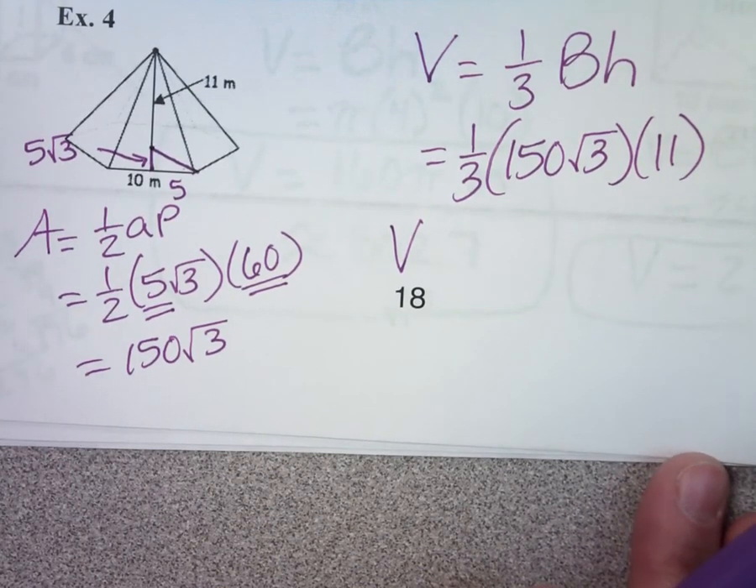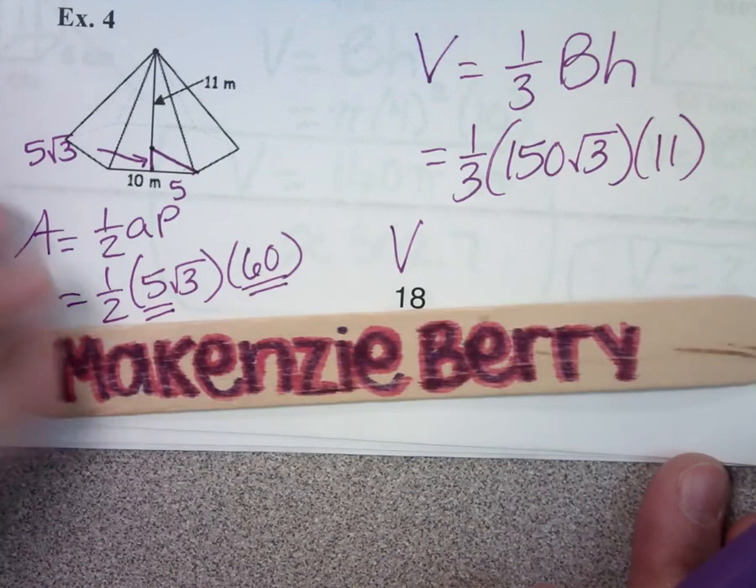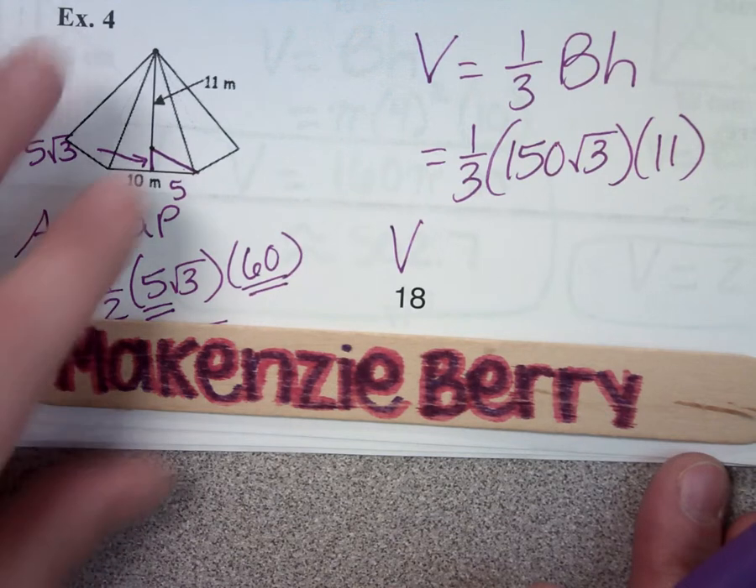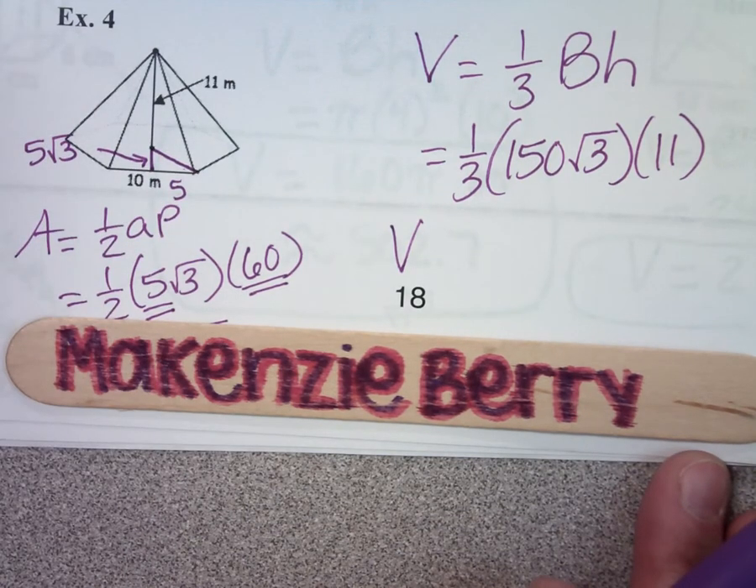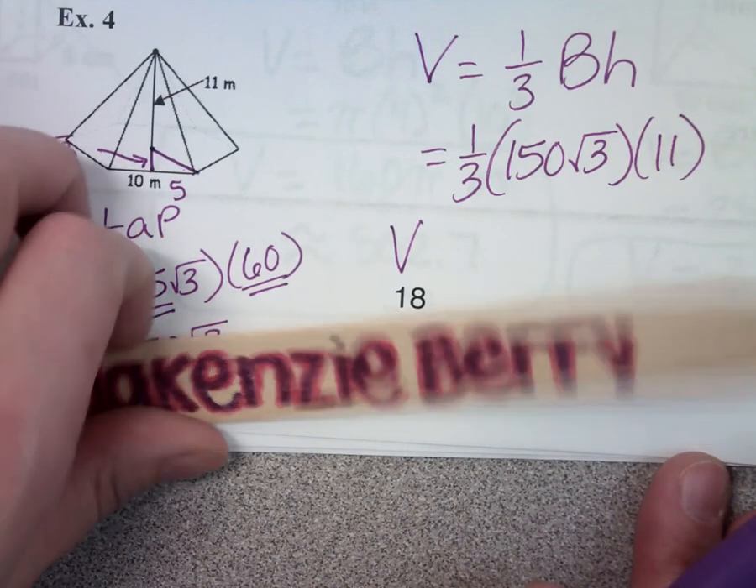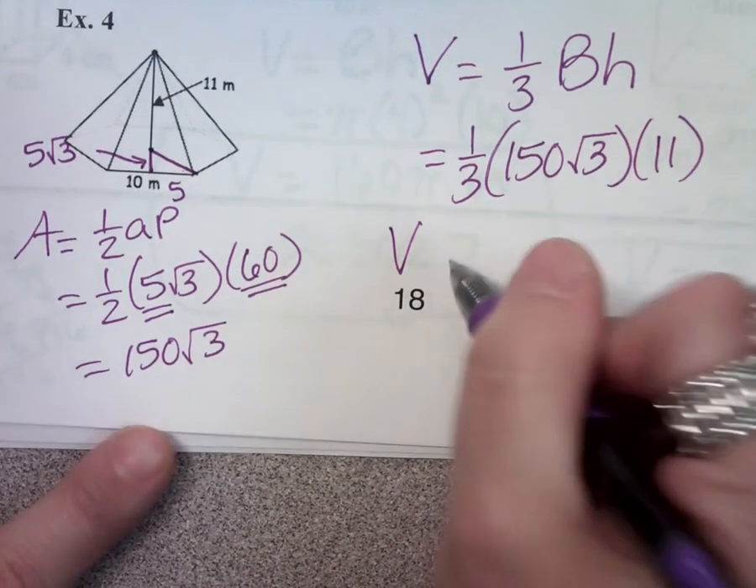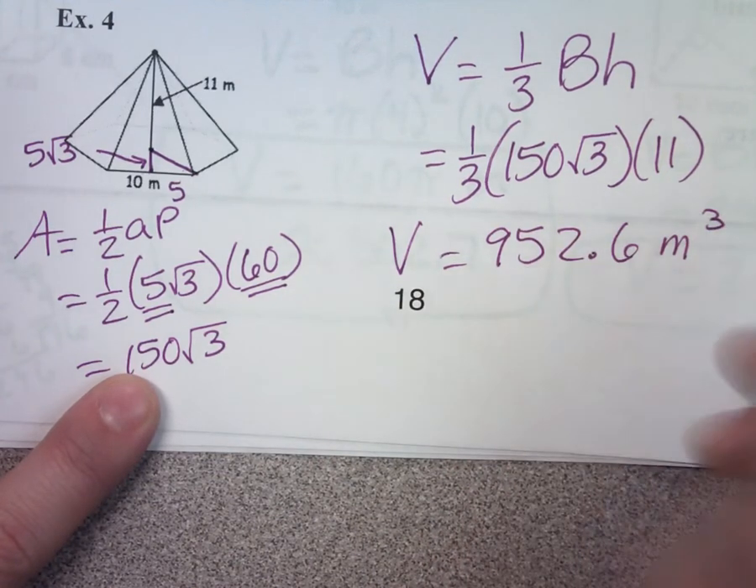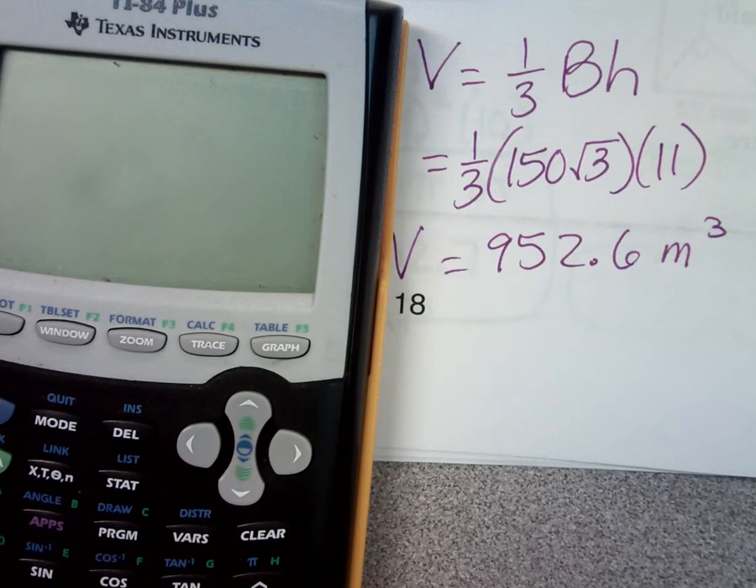Did you get that one? Mackenzie. Wait, hold on. It's too soon? Just hold on. Okay, yeah, you're good. Okay, Mackenzie. I got 952.6 meters. Yes, 952.6. You didn't get that? No.